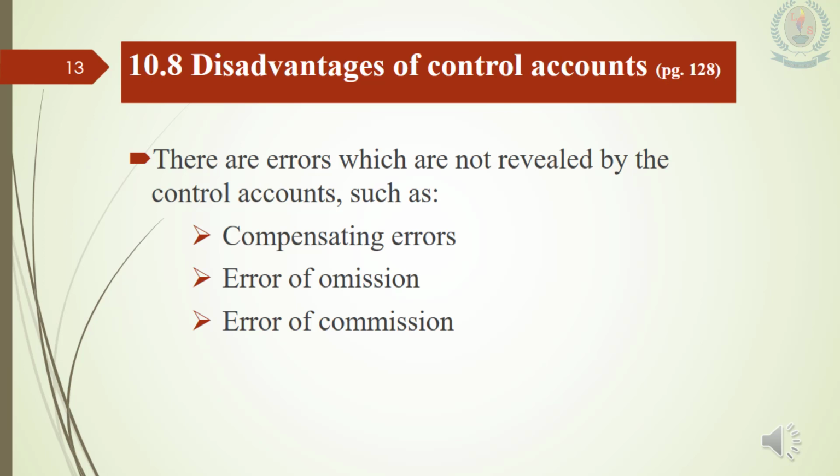10.8 Disadvantages of control accounts. Control accounts will locate the error, but not all the errors. There are errors which won't be revealed from the control account. They are compensating errors, error of omission, and error of commission. Hope you remember what these errors are. If not, turn to page number 80 and go through the errors listed in that page.